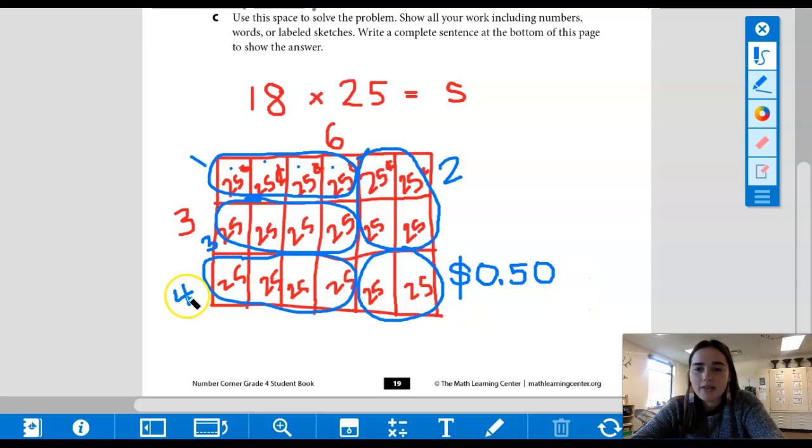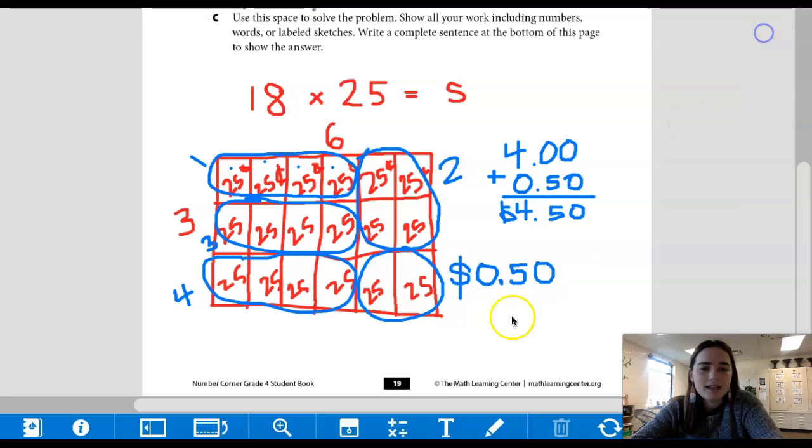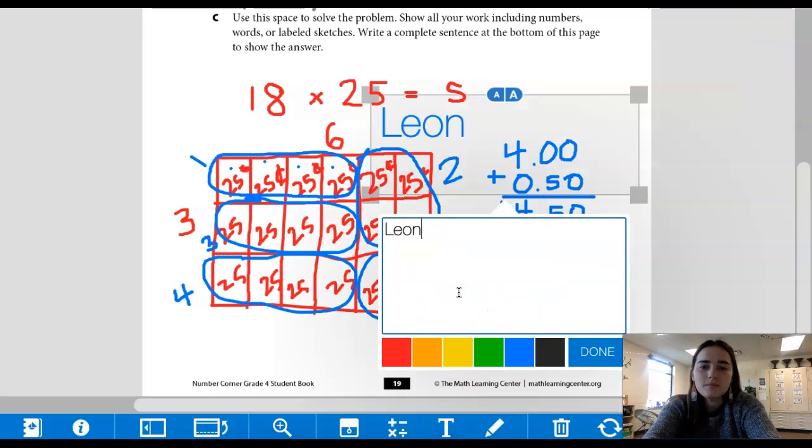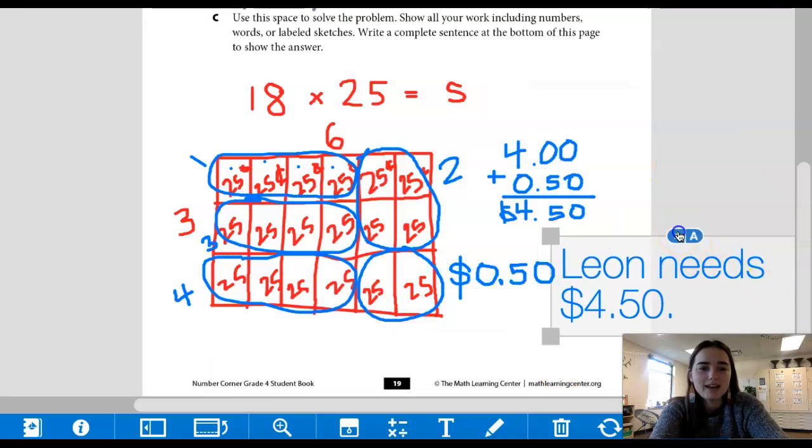Okay, so we need to add those $4 plus the 50 cents, and we end up with $4.50. So to write this as a complete sentence, we're going to say, Leon needs $4.50. And that is our answer.